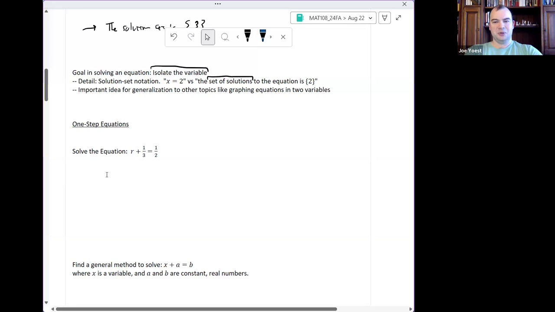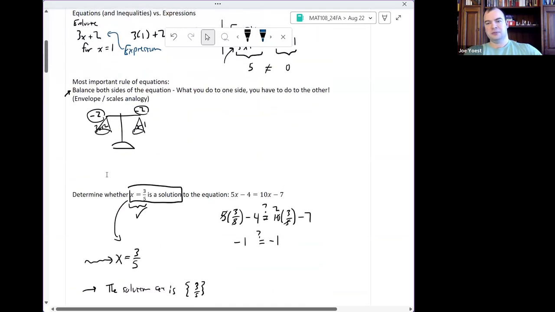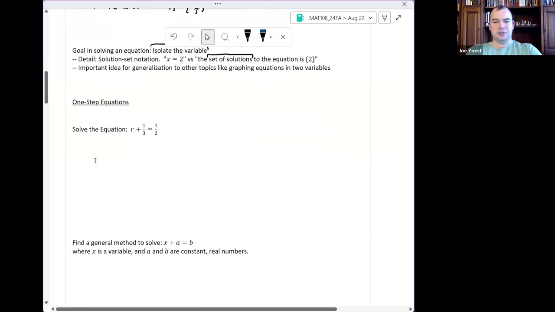Okay, so moving on to one-step equations. Again, I have my idea of the two sides being balanced and then doing an operation to both sides. The idea of a one-step equation is that I should be able to solve these types of equations using one operation, one kind of arithmetic operation done to both sides of the equation.